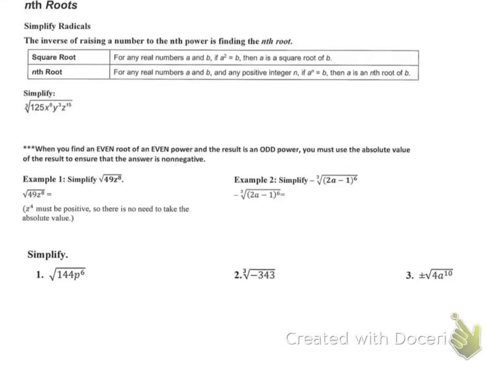5-1, chapter 5, section 1. We're doing nth roots. We're doing all things radicals. First thing we're doing is we're simplifying radicals, okay?